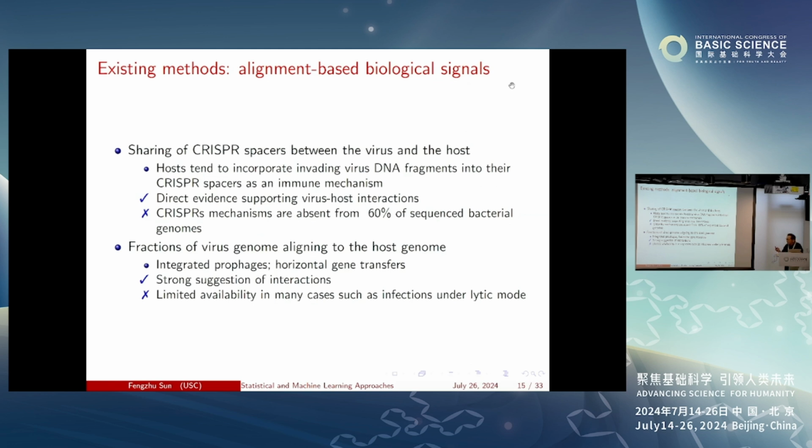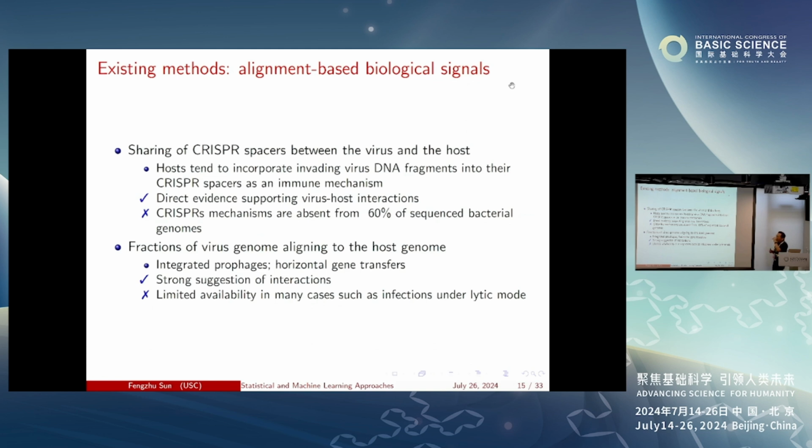So they get this, and so now you can see that if the virus and some bacteria share some CRISPR information, it indicates there are some interactions between them. Okay, so that's some very important information. If you see this, you are pretty confident that those viruses affect those bacteria.